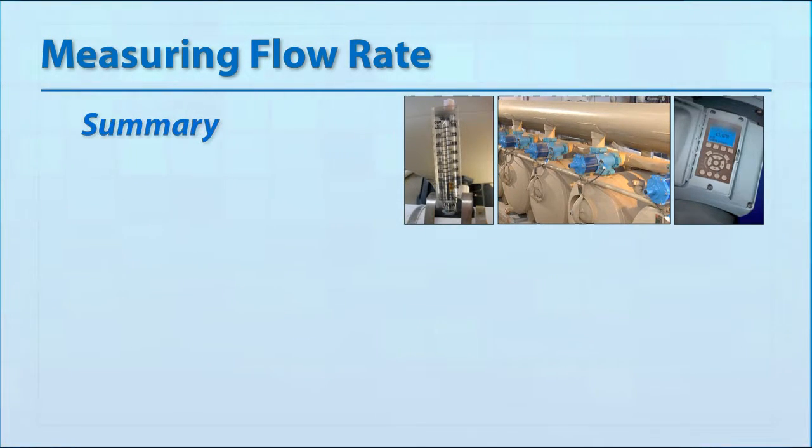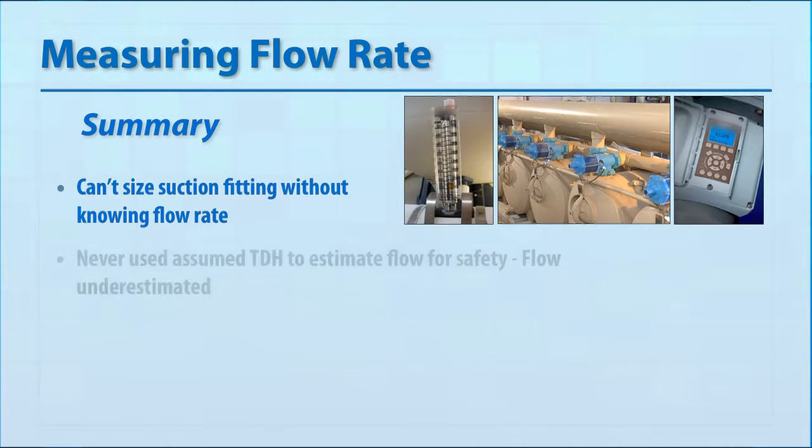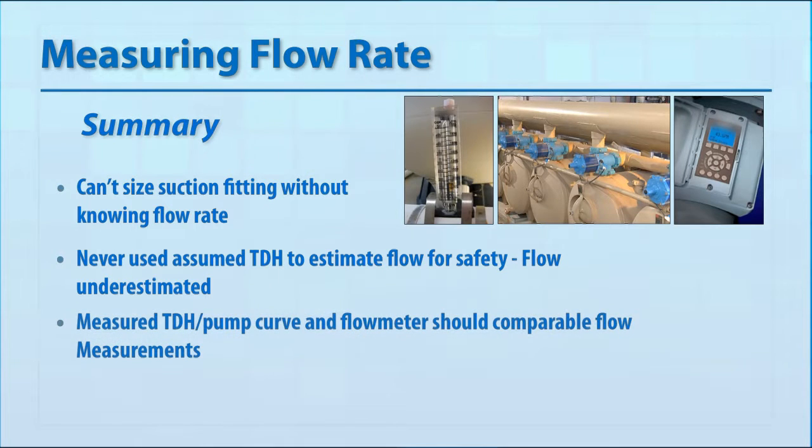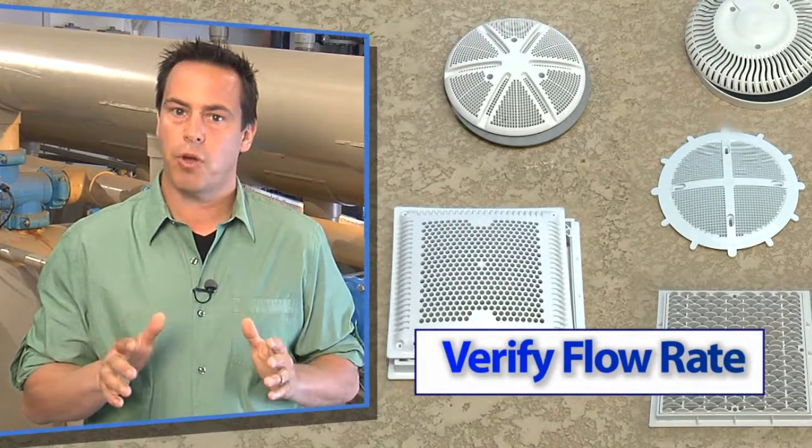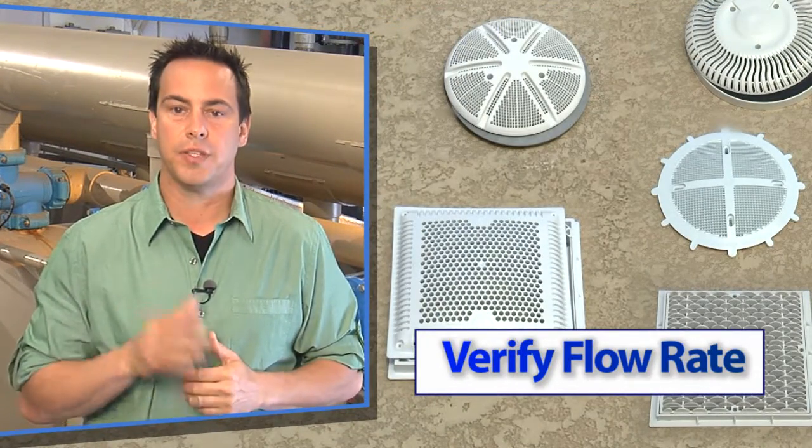In summary, you can't size a drain cover without knowing the flow rate. Never use an assumed TDH to calculate flow for safety. These will likely underestimate flow. Flow meters and estimations from measured TDH and a pump curve should provide comparable flow measurements. Check to be sure that a flow meter is installed correctly and that there's no sign of corrosion. Selecting a proper cover requires that you know the flow rate. Don't take any chances. Once you know the flow rate, finding a suitable cover is much easier.